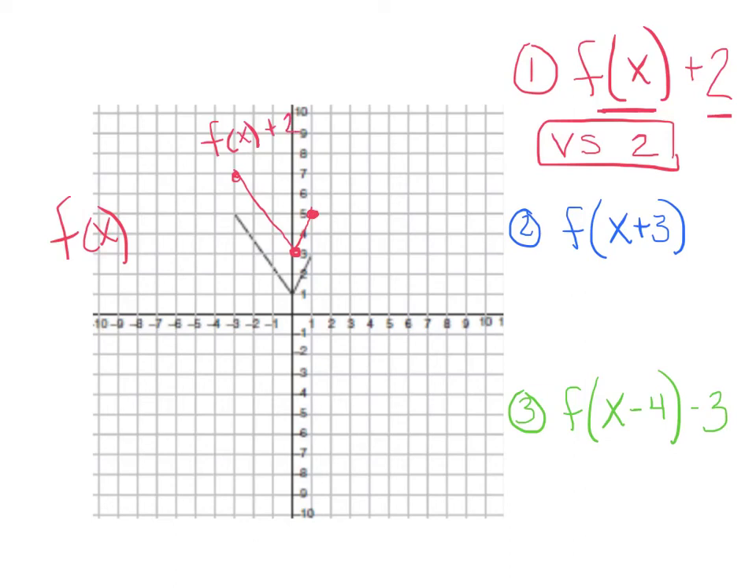All right, let's try the one in blue. Where are they telling you to shift this graph? Notice the 3 is inside. Inside is a horizontal shift. And remember, you're going to do the opposite of the 3. So you actually want to go left 3. So go back to your original f of x function, your black function here, and we're going to shift it left 3. So again, just take the obvious points and move them left 3.